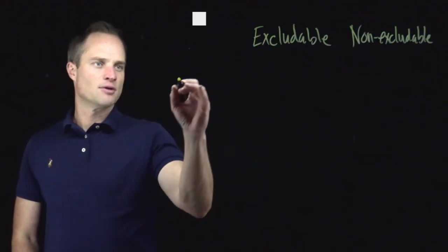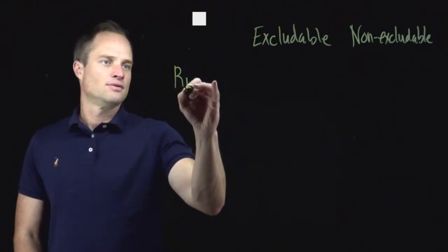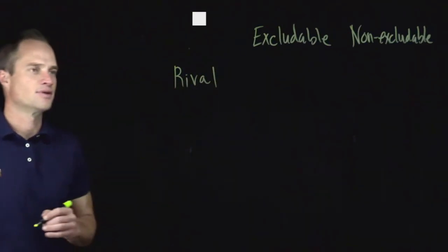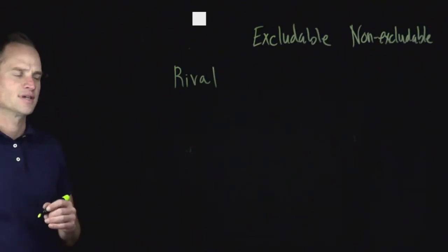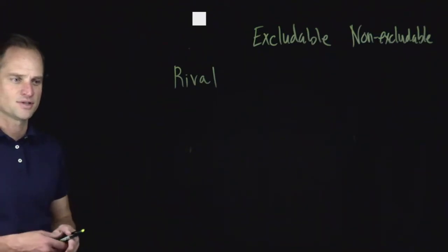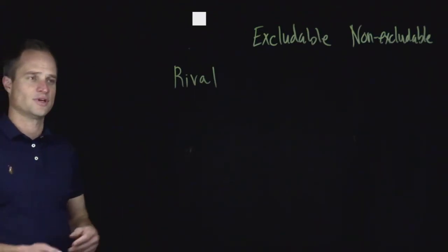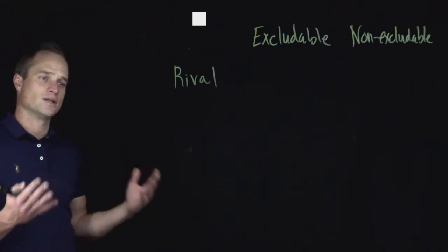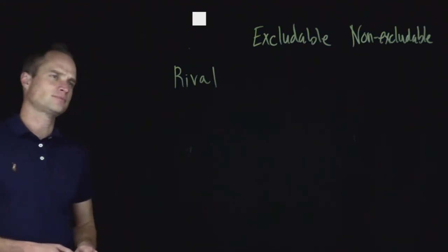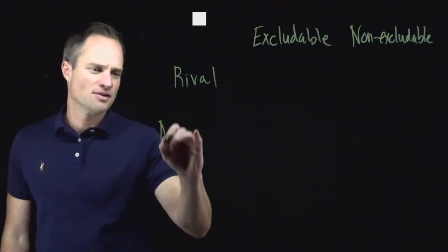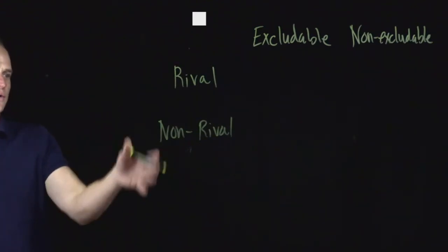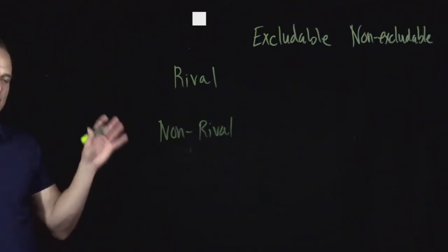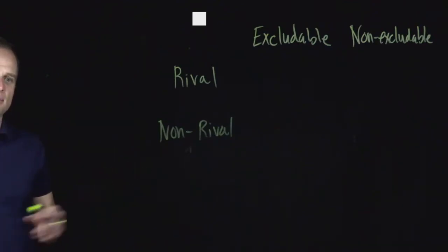We'll give some examples in a moment, but the other dimension in which we classify goods is whether or not it's rival. A good is rival if someone's consumption or enjoyment of a good or service diminishes what's available for others to consume, or the quality that's available for others to consume. A good that's non-rival is the opposite. It doesn't matter who's consuming it. The amount that's available for others is the same, and so is the quality.